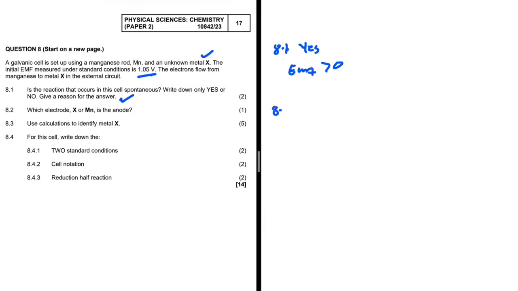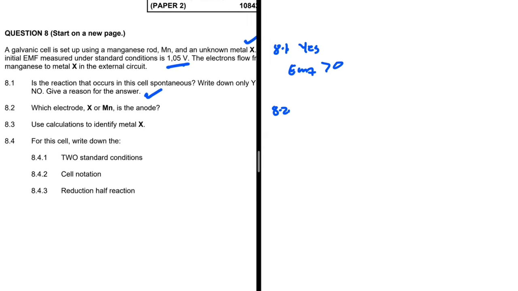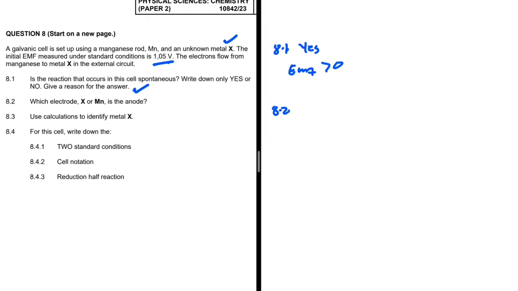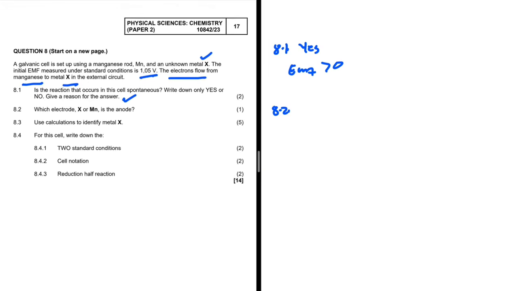Taking a look at 8.2, which electrode, X or Mn, is the anode. The answer to this question is in this statement: the electrons flow from the Mn to metal X in the external circuit. So we need to recall our basics with regards to a galvanic cell. The electrons flow from the anode to the cathode in the external circuit.